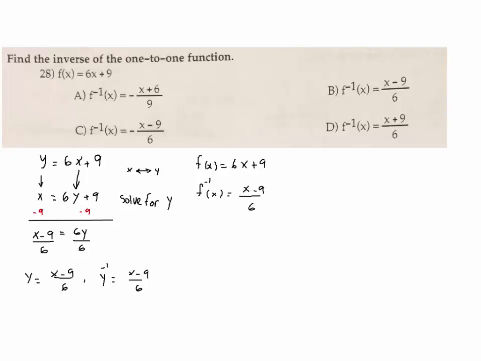So which one would be the right choice then? A, B, C, or D? X minus 9 over 6. Looks like it is B right there.